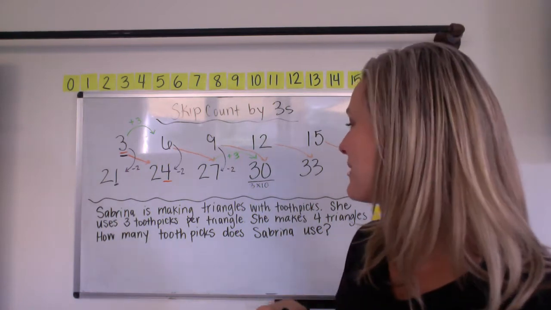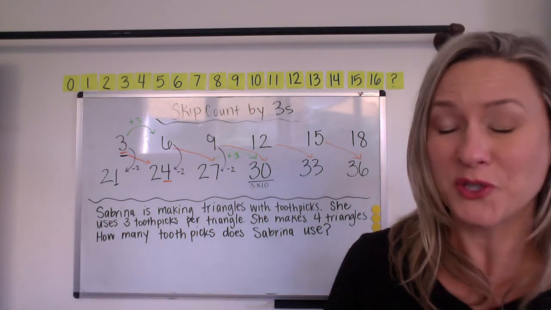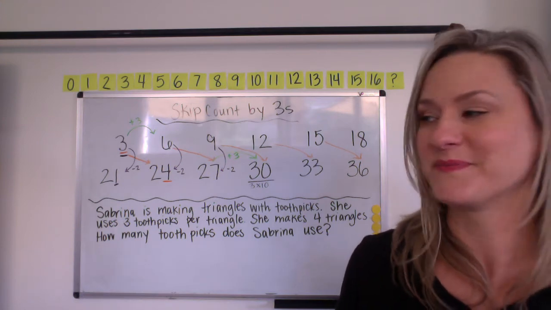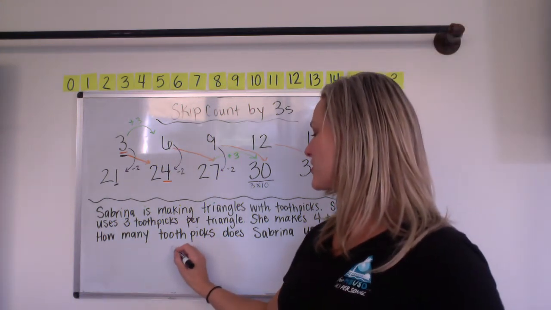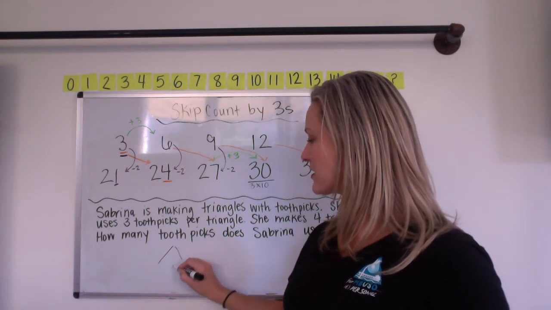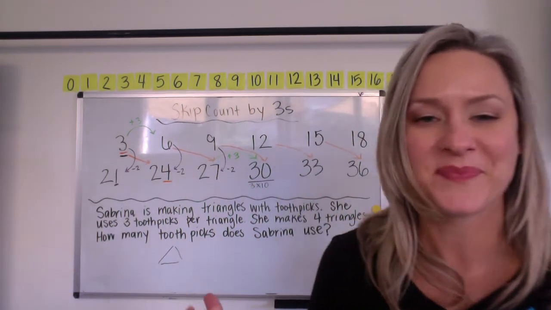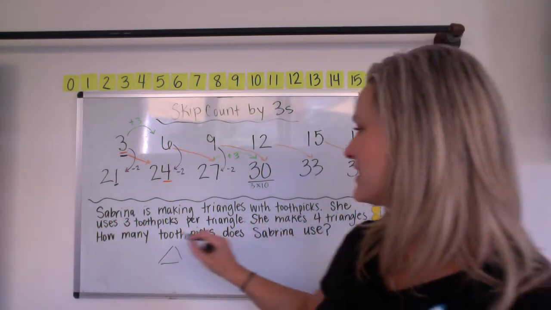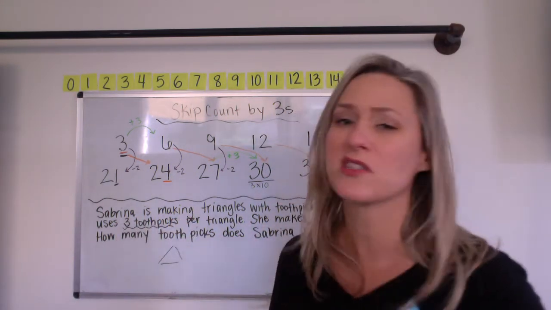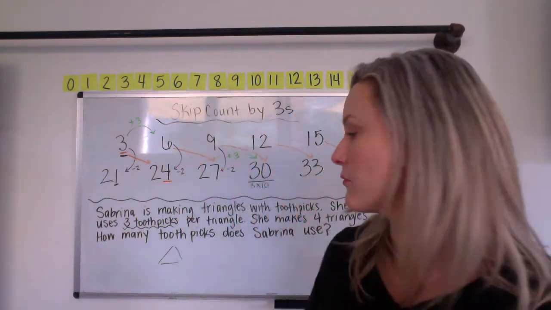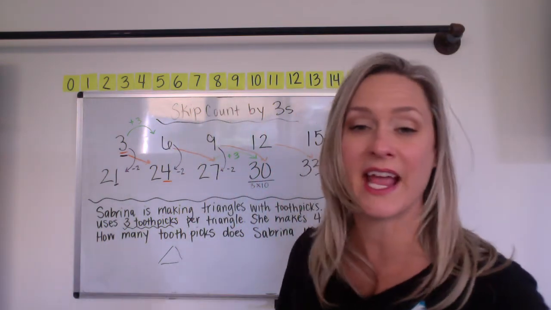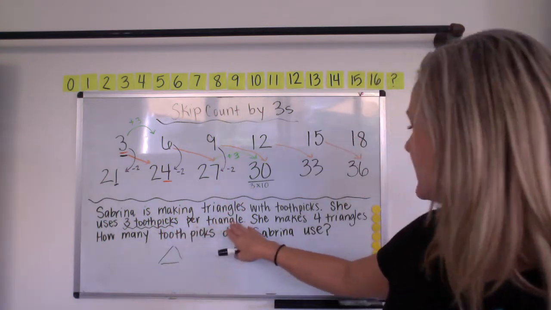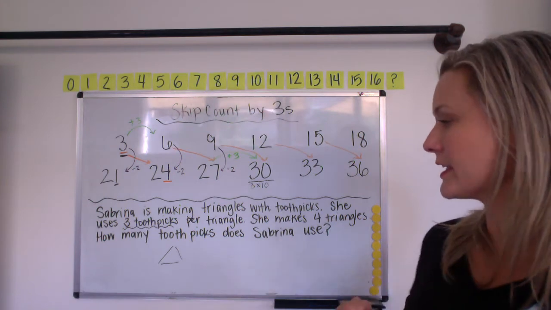All right, here we go. So Sabrina's making triangles with toothpicks. She uses 3 toothpicks per triangle. All right, so imagine this. She's got a triangle, there's a toothpick, and there's a toothpick, and there's a toothpick, right? So she's doing some sort of arts and crafts thing, and she's designing these triangles out of toothpicks. Of course, we know tri means 3. So when we hear tri, we know 3 angles are happening. Triangle, right? Okay, she makes 4 triangles.